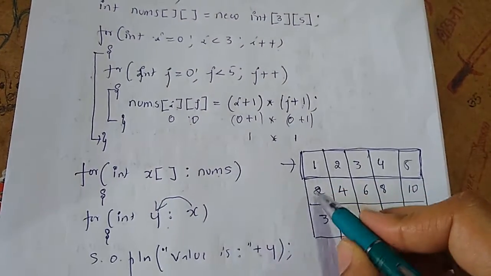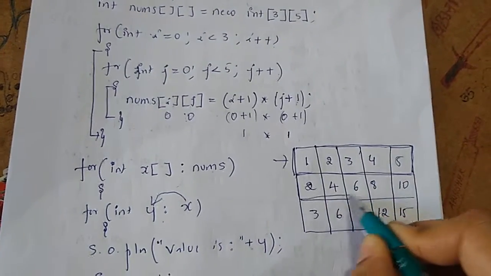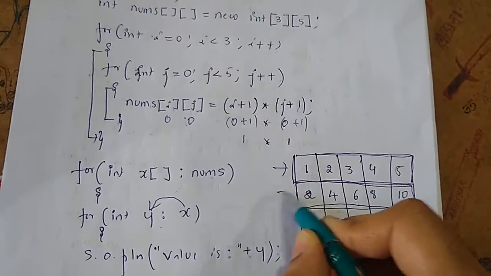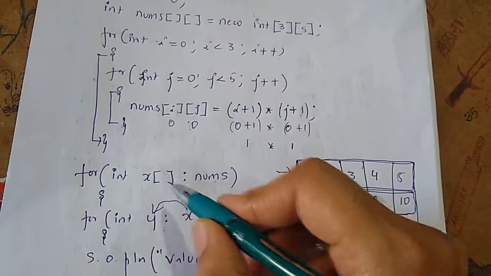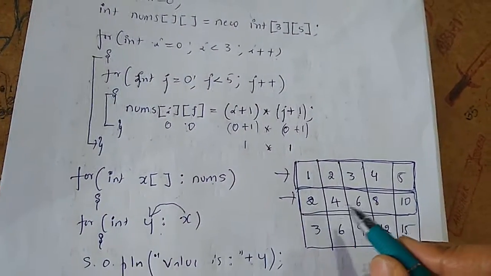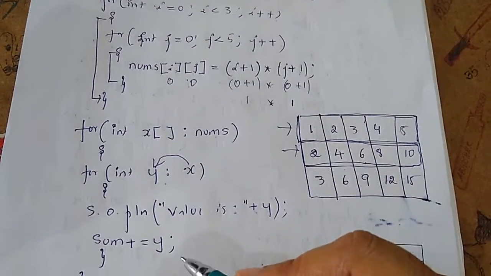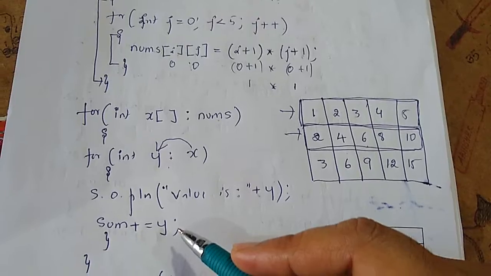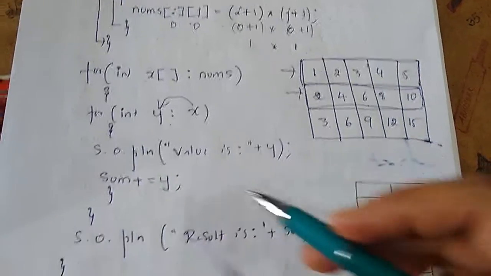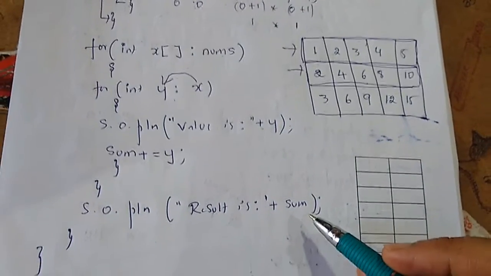So now the numbers of the second row will be assigned to x. Now x will assign 2, 4, 6, 8, 10 to y, and that will be printed. Again, the sum will be calculated, just like the previous program. Okay, and you will get the result.